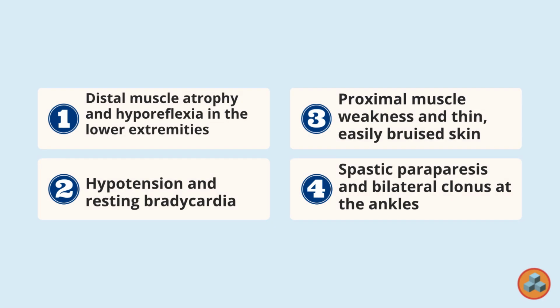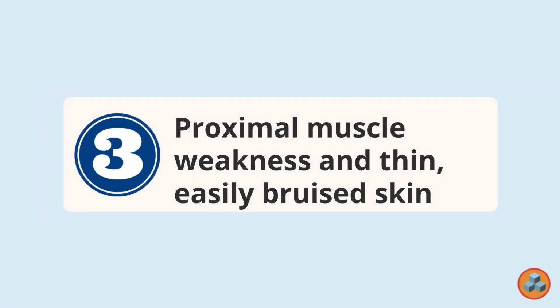When we apply our cortisol excess framework across all four options, only option 3 describes findings that are direct, mechanistically explained consequences of chronic cortisol elevation: proximal muscle weakness from catabolic suppression of protein synthesis, and thin, fragile skin from inhibition of collagen production. The correct answer is option 3.